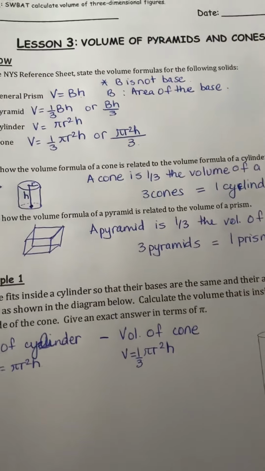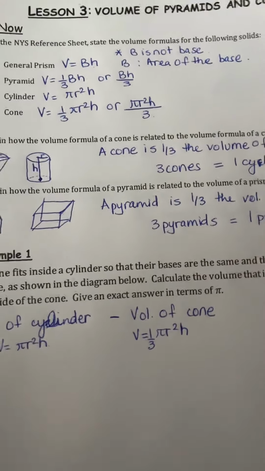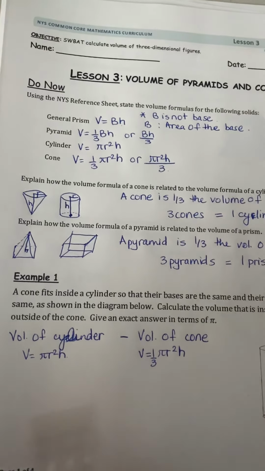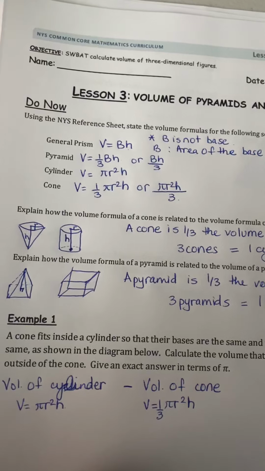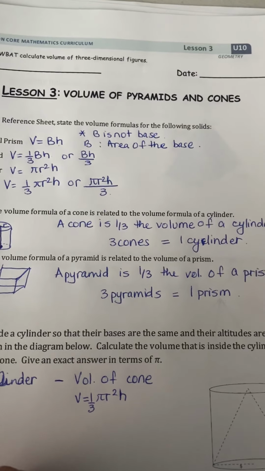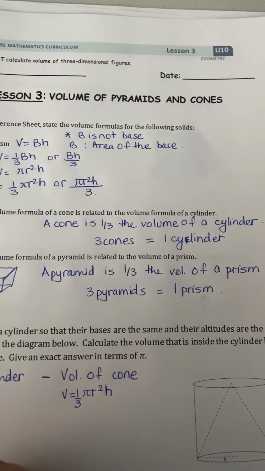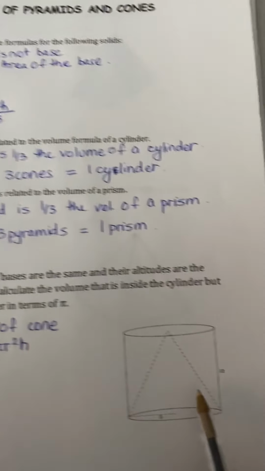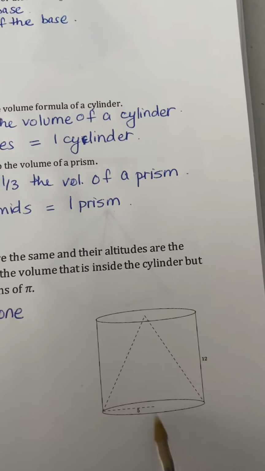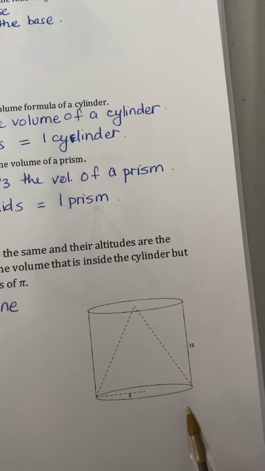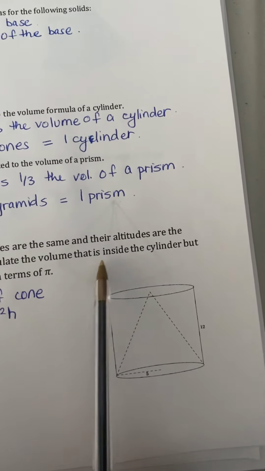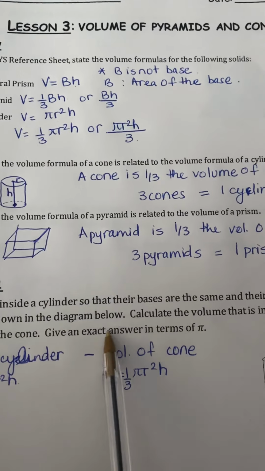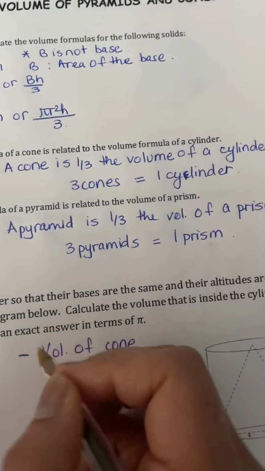Let's get started with our example 1. I'm going to read the question and then we're going to try to understand what the question is saying. A cone fits inside a cylinder so that their bases are the same and their altitudes are the same. So the bases are the same. Look over here in the picture. The bases are the same and their height is the same, right? Which looks like that. So now it says calculate the volume that is inside the cylinder but outside the cone. Give an exact answer in terms of pi.